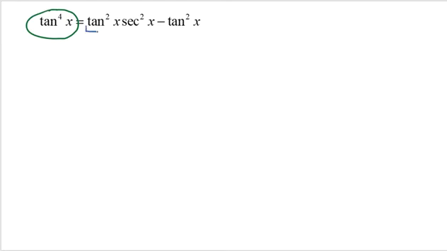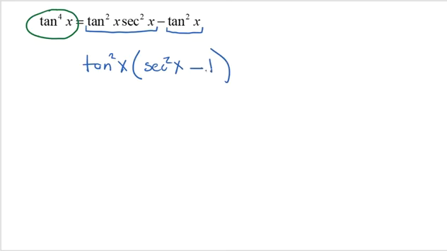Well, I noticed that I have two terms. Terms are anything separated by a minus or plus sign. So I have tangent squared secant squared, that's a term, and then the other term is tangent squared. So what I'm going to do, again using a factoring technique, is factor out a tangent squared because both terms have a tangent squared. So what's left is secant squared of x minus 1.